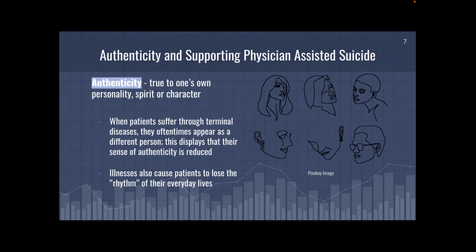When a patient suffers from a fatal disease, some claim that these individuals appear as a different person, as their physical, mental, and social health changes. This would also display that the patient's sense of authenticity was diminished. With physician-assisted suicide, a person could stay true to their own beliefs if the immense amount of pain and suffering was no longer bearable. These illnesses also cause patients to lose the regular, everyday rhythm of their lives.